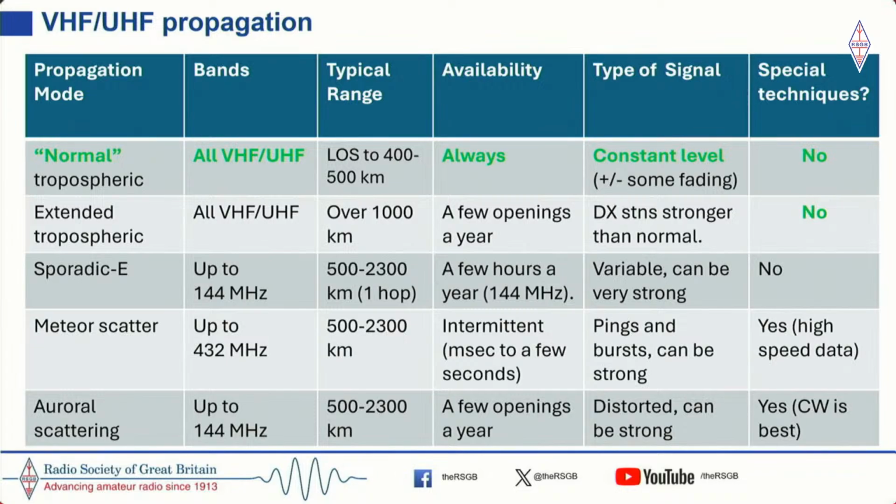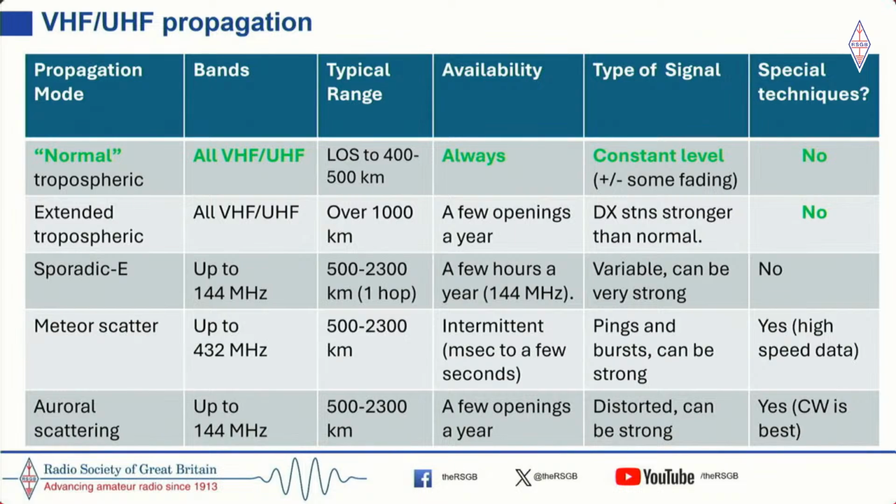The characteristic of auroral signals is that they're very distorted, and the best results come from moderate speed CW, although data modes are making a bid to be able to deal with these unusual propagation conditions. But okay, enough of that. That's just a quick list of the best known VHF DX propagation modes.